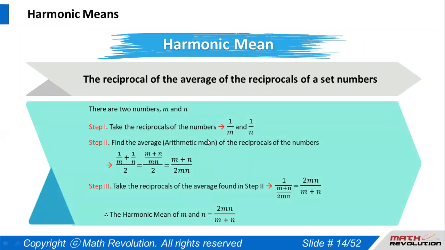If you have two numbers m and n, just reciprocal them. So it becomes 1 over m and 1 over n. Now just add them. You will get (1 over m plus 1 over n) divided by 2 because that is how we find the mean. So what we do is we reciprocal it, we find the arithmetic mean of it, and then we again reciprocal it. That becomes the harmonic mean.